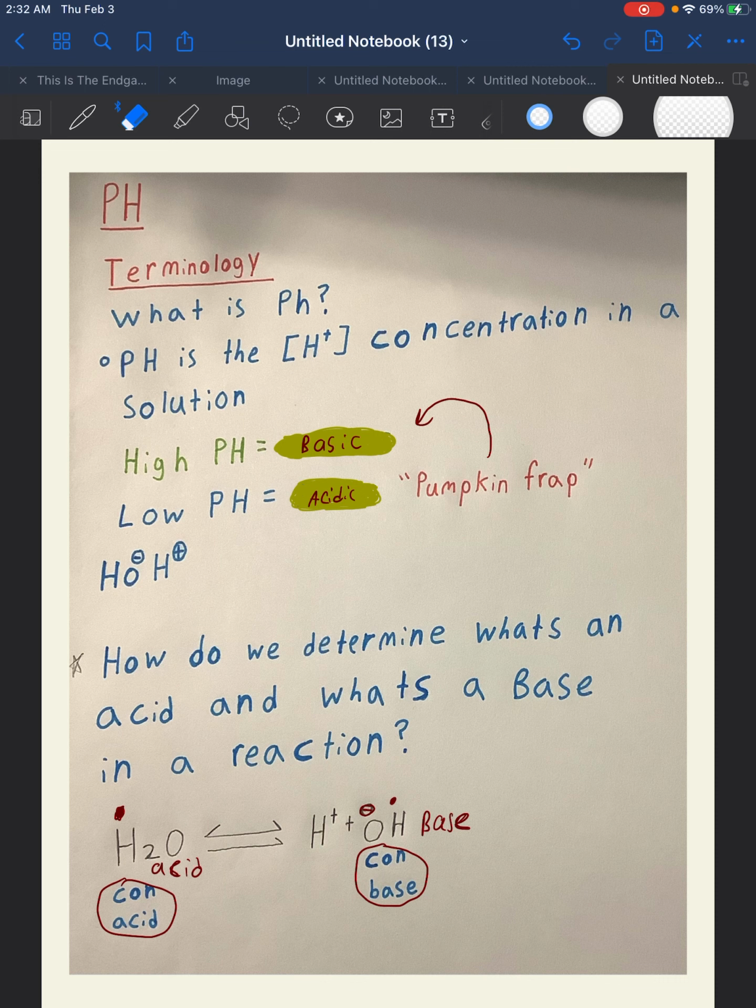Terminology. I think this is the most important thing to grasp from this concept in this entire chapter. There are some equations, but they're not going to be prevalent on the examination, so just understand the terminology and the concepts behind all of this stuff.